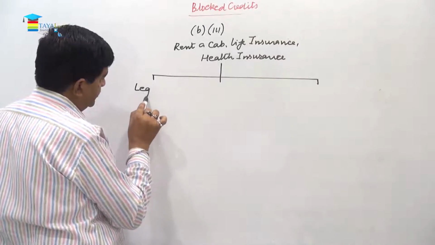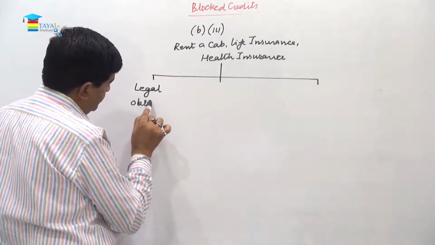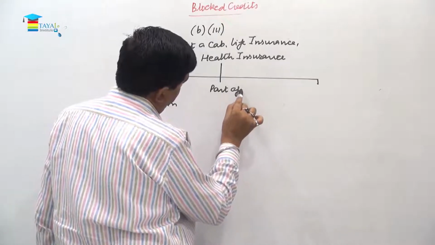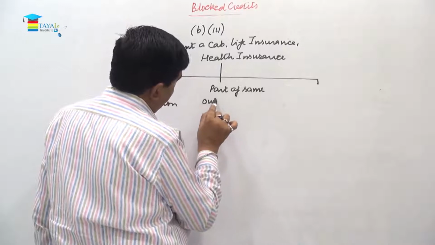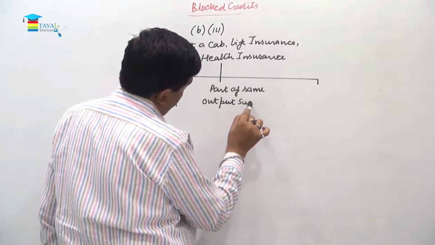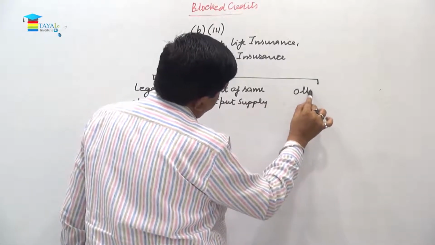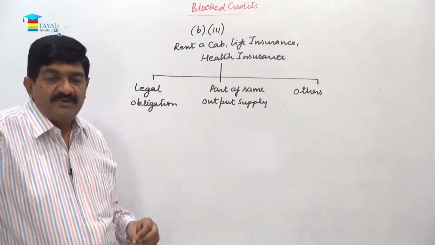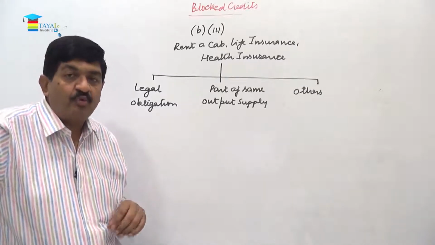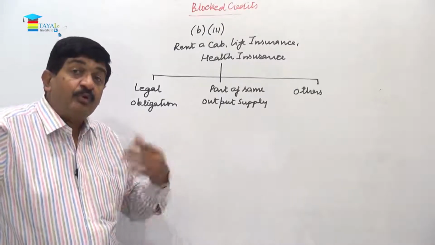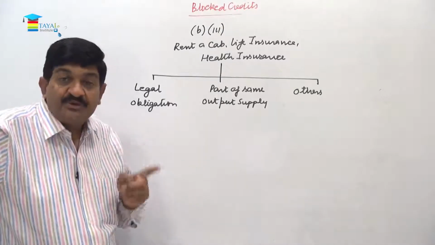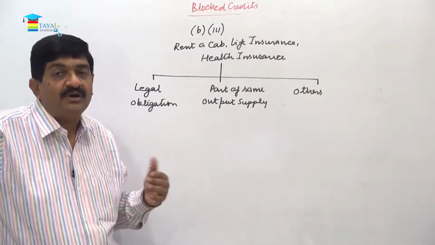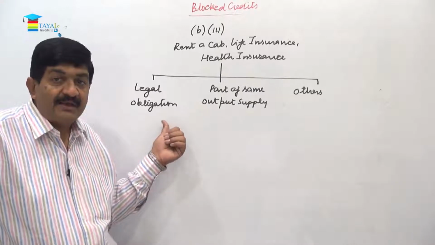First is legal obligation, then part of same output supply, and others. If the rent a cab scheme is there, so maybe the employer has entered into a contract with one person to provide the number of cabs required, and he is outsourcing some of the rent a cabs from other people. So in that case he can avail the credit of that, but the employer who is availing the services from the main contractor, he cannot avail credit for these services unless it is a legal obligation.